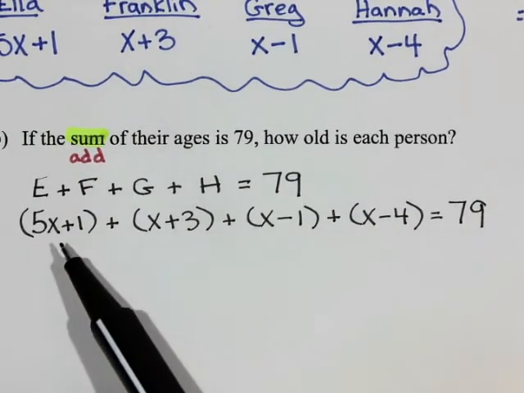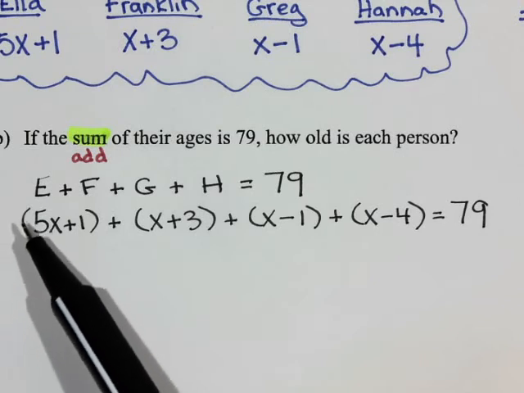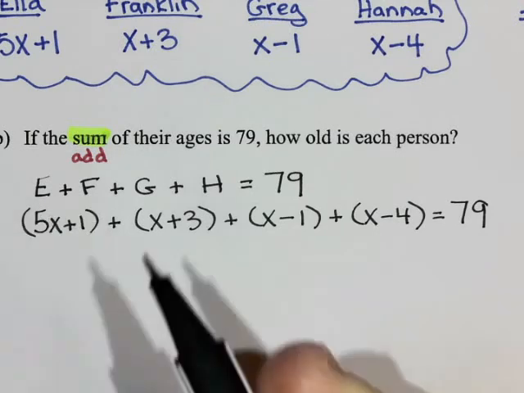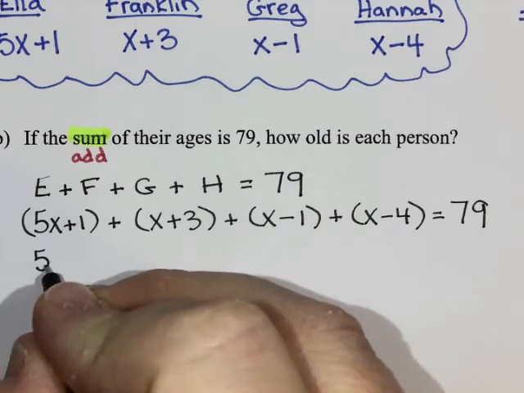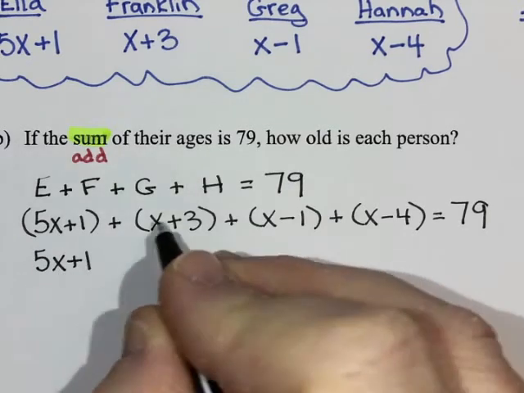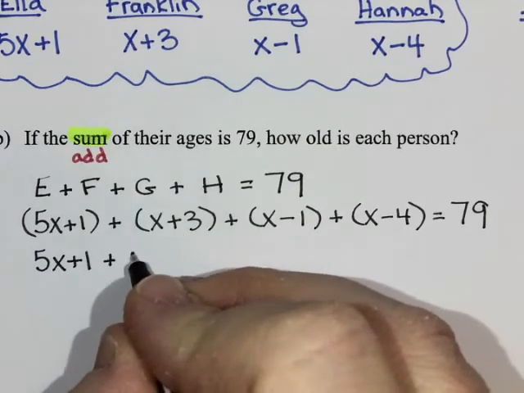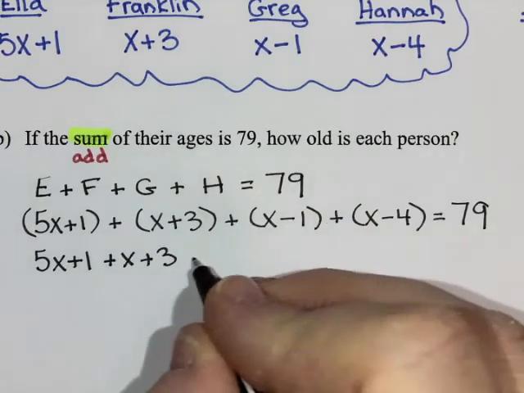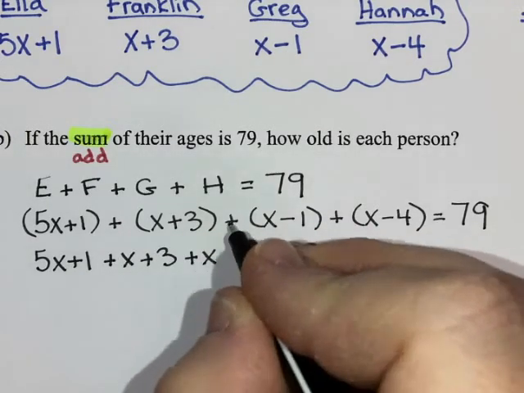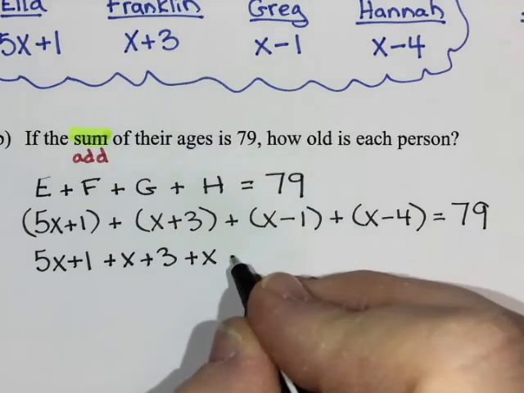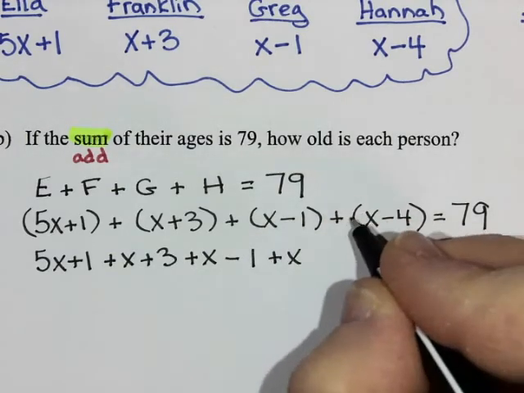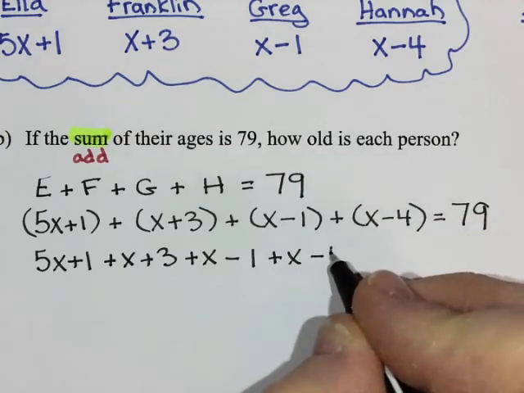So does the bracket need to be there? Is there anything in front I need to multiply by? Not really. You could put in a secret 1, but this really is just going to be 5x plus 1. And then I'm adding x, so plus x. I'm adding 3, so plus 3. I'm adding x, so that's plus x. I'm adding negative 1, that is minus 1. I'm adding x, that's plus x. And I'm adding negative 4, so that's just negative 4.